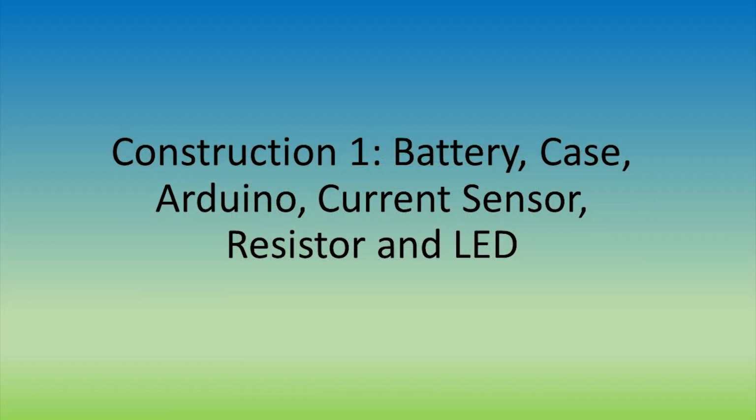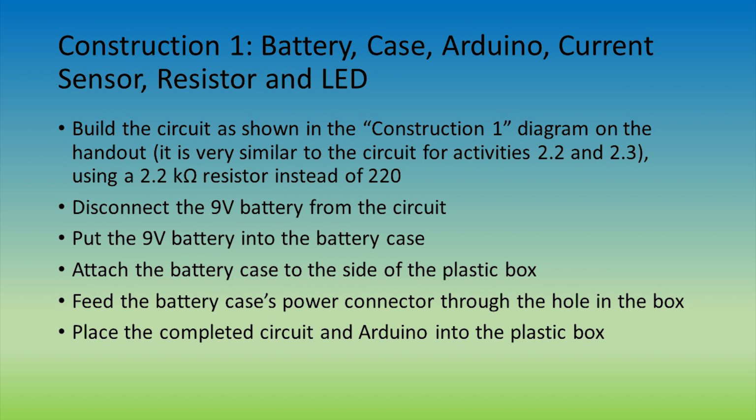Now you will start the first phase of construction on the solar panel system. Here are the steps you have to complete for this first construction. First, you have to take the circuit you just constructed and place it into our solar panel box. Replace the 200 ohm resistor with a 2.2 kilo ohm resistor. You will then disconnect the 9-volt battery from the circuit and you will place the battery into the battery case. Then, attach the battery case to the side of the box and feed the power cable through the hole in the box.